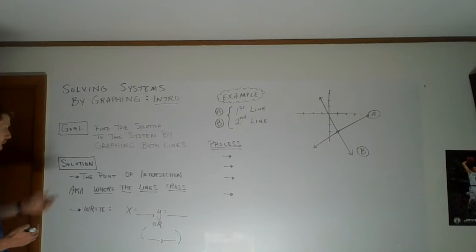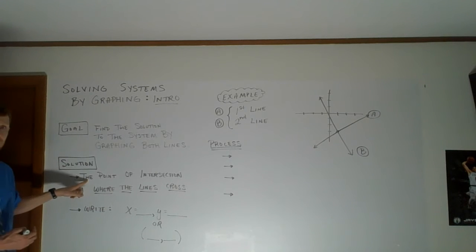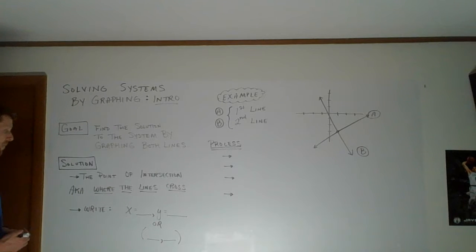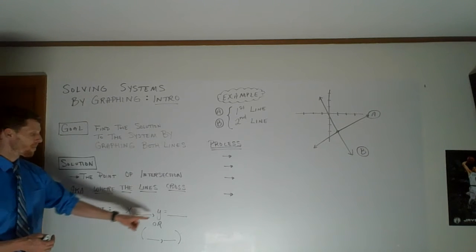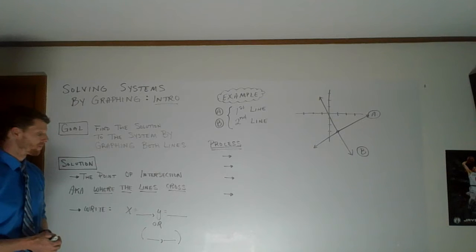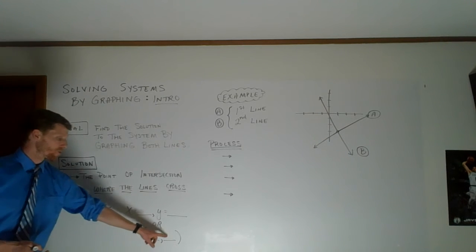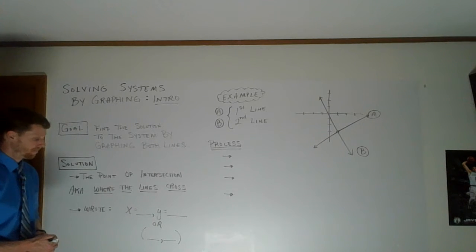A solution is the point of intersection. It's where the two lines cross. And we write our solution by saying x equals some number and y equals a second number. We also could write those values as an ordered pair, x comma y.